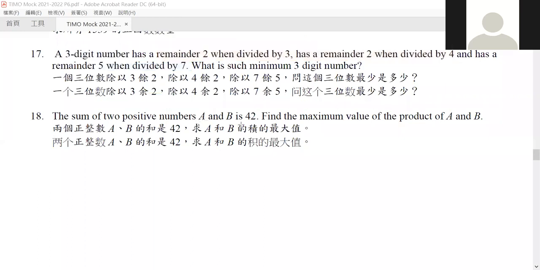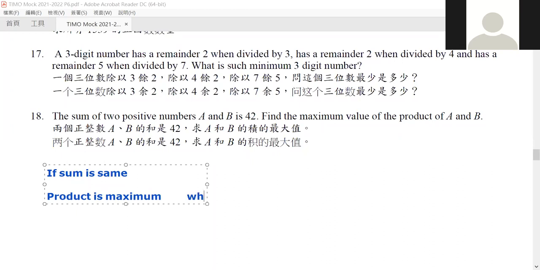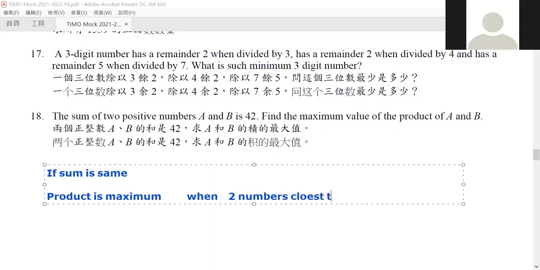Now let's go to question 18. The sum of two positive numbers A and B is 42. Find the maximum value of the product of them. Here, it requires a very important truth about sum and product. If the sum is the same, the product is maximum if and only if the two numbers are closest to each other.